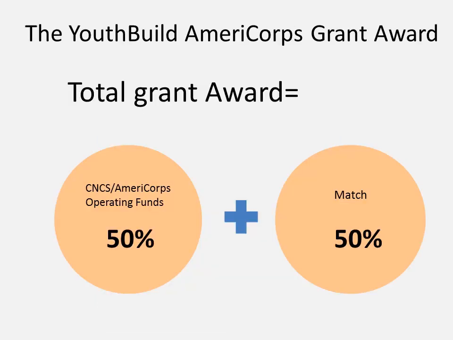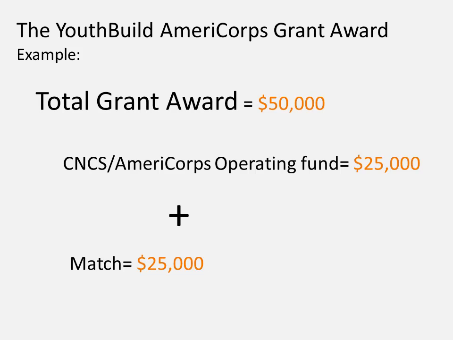Your AmeriCorps grant is a combination of 50% AmeriCorps funds and 50% match. This is a 50% match your program brings to the table that would help you achieve your program's objectives. So in order to utilize your AmeriCorps fund, you have to meet this 50% matching requirement. So let's look at an example. If your AmeriCorps total grant award is $50,000, your CNCS AmeriCorps operating fund will be $25,000 and your match will be $25,000. In other words, when your program receives $25,000 AmeriCorps operating funds, you are required to provide dollar-to-dollar match in the amount of $25,000.